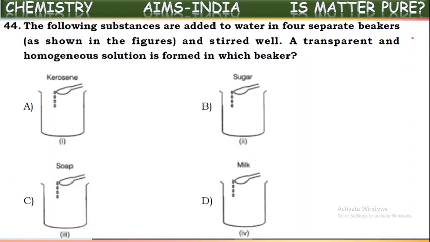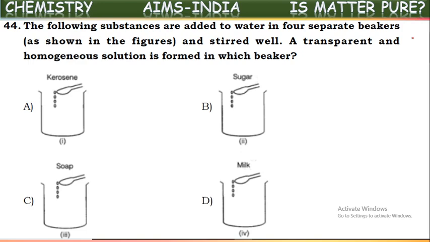The following substances are added to water in 4 separate beakers and stirred well. A transparent and homogeneous solution is formed in which beaker? They have taken water in 4 different beakers, labeled 1, 2, 3, 4. Now into these beakers they are adding a spoonful of different substances. In the first one, kerosene is added. In the second one, sugar. In the third one, soap. In the fourth one, milk. Now they're asking which of these will form a transparent homogeneous solution.